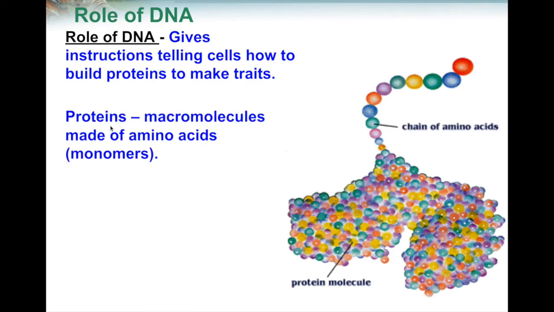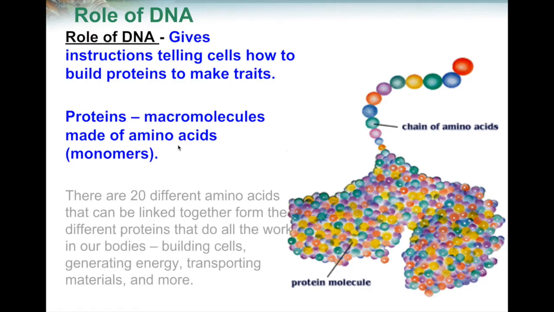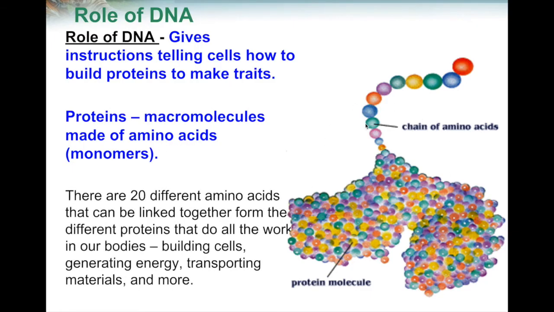Now, proteins are a macromolecule. Remember, macro means big, so it's a big molecule made up of smaller pieces, and those smaller pieces are called amino acids. So think of this as one big protein, and these individual circles are amino acids. Now, we have to put all these amino acids together to make that protein.